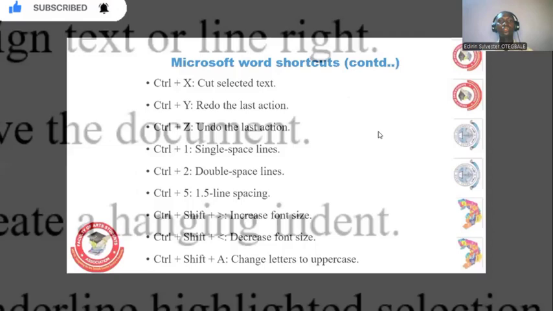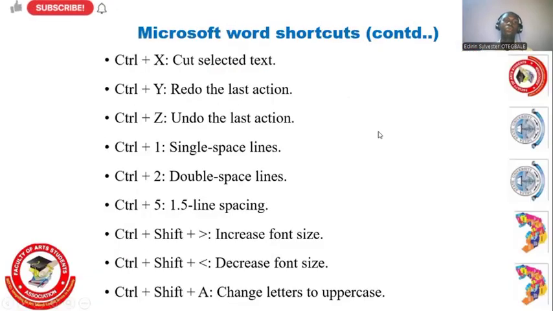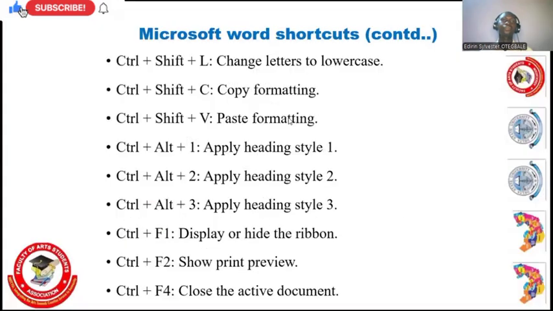These are various shortcut keys. Control X is to cut. Control Y is to redo the last selection. Control Z is to undo. Control 1 is single spacing. Control 2 is double spacing. Control 5 is 1.5 line spacing. We have Control plus Shift to increase, Control plus Shift to decrease, and a lot of them just like that. These are keys.